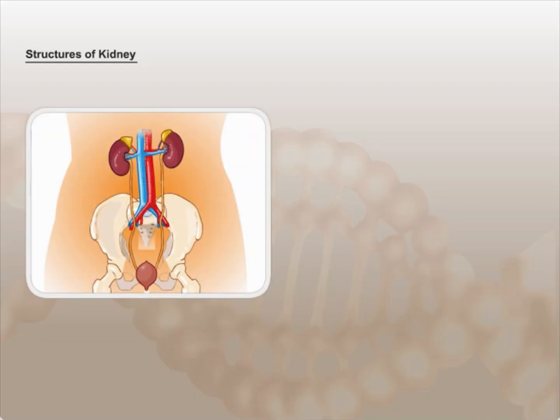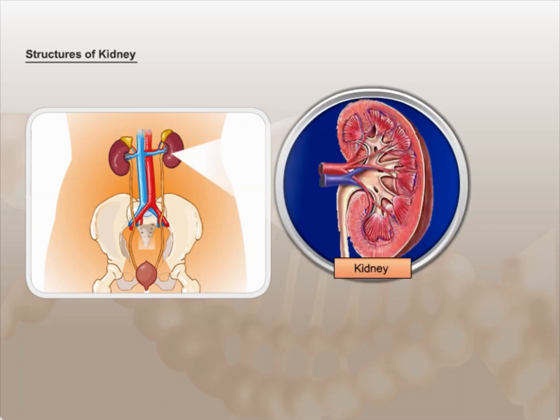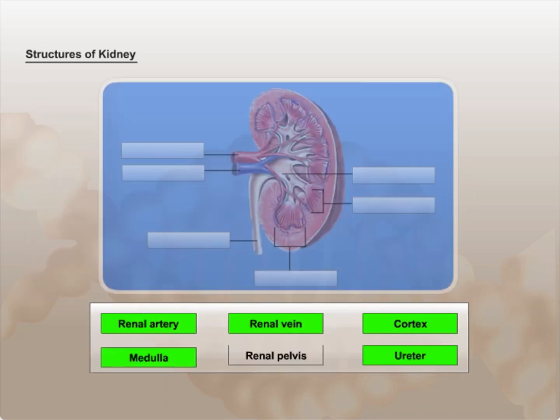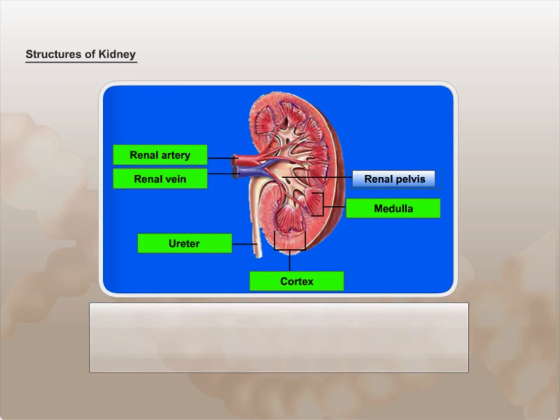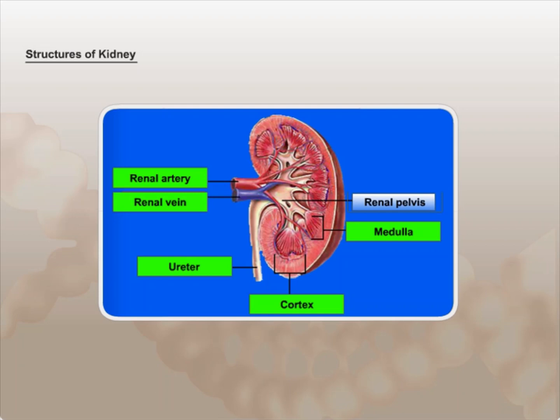The kidneys help to regulate the water balance and remove waste materials from the blood to form urine. The structures of the kidney are such that these tasks are done effectively. Do you still remember the structure of kidneys? Drag and drop the label to the structure of the kidney. Well done! The kidney is made up of 3 layers. They are cortex, medulla, and pelvis.